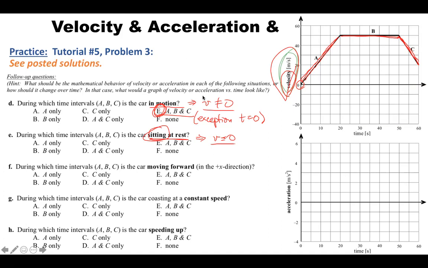The car is in motion. It's in the positive direction. It's moving in the positive direction during C. It's moving in the positive direction during B. These are all positive velocities. And it's moving in the positive direction for all of A except for the very moment, the instant at the start when the car started from rest. But that's it. So the answer is none of the time intervals, but the one exception is at the moment t equals zero.